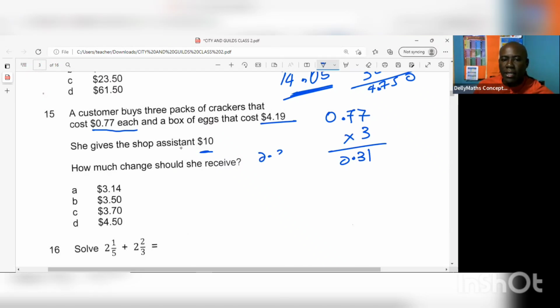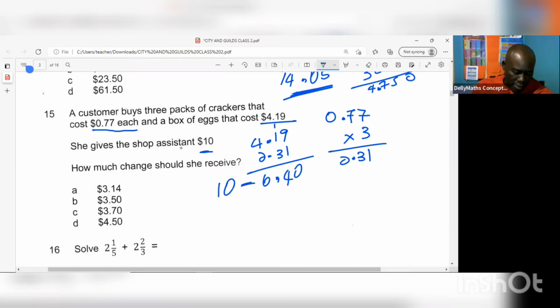So $2.31 will be added to that, 0, carry the 1, 4, and then 6. So it's $6.40 because now I want to say $10 minus $6.40. Hold on, let's check this quickly. Let's check this back, times 3. Yeah, that's good. So $4.19 plus $2.31, oh, that's $6.50. Okay, yeah.